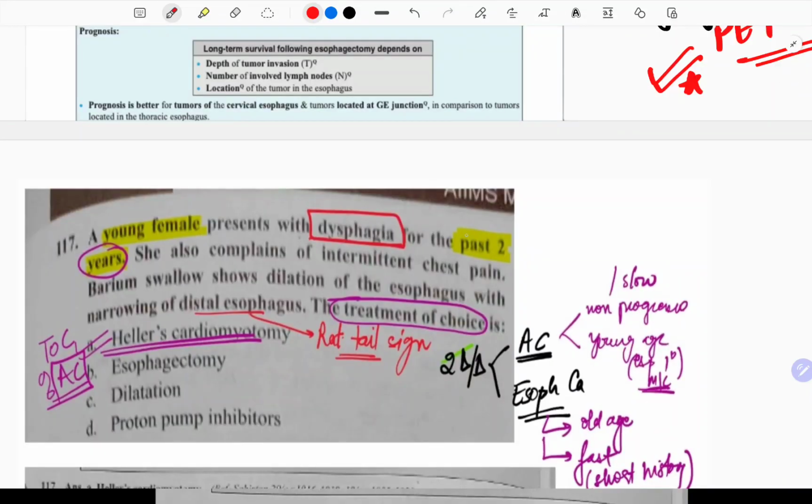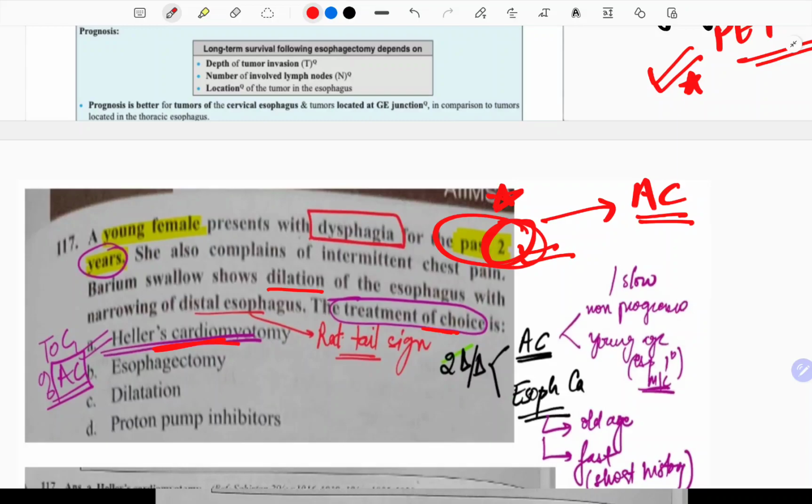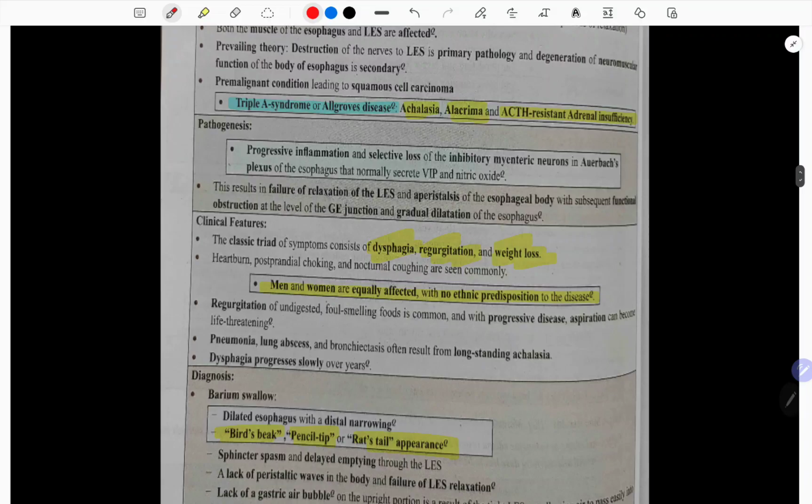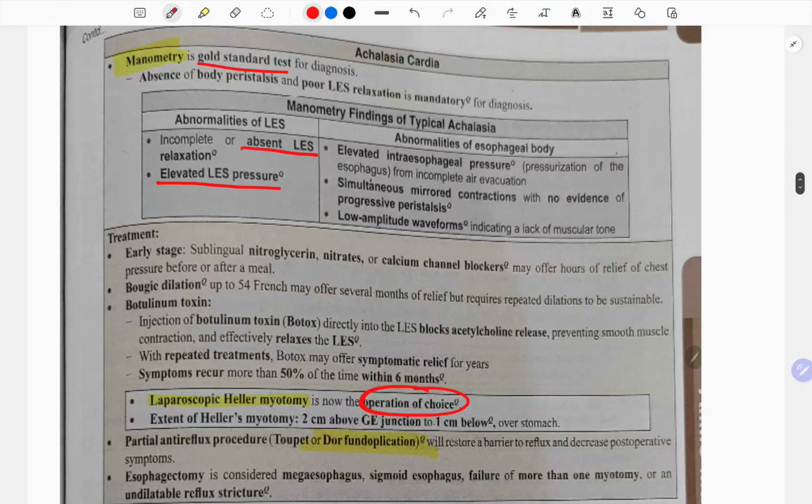A young female presents with dysphagia for the past 2 years. See, these words are keywords of the question. They show dilatation of the esophagus with progressive narrowing of the distal esophagus. The treatment of choice: I told you, this is a case of achalasia cardia, not carcinoma esophagus. You can get confused, so just look at the time period and the type of dysphagia specifically. So Heller's cardiomyotomy will be the answer, along with partial fundoplication. Now these are some extra points regarding achalasia cardia. Just have a look at these.